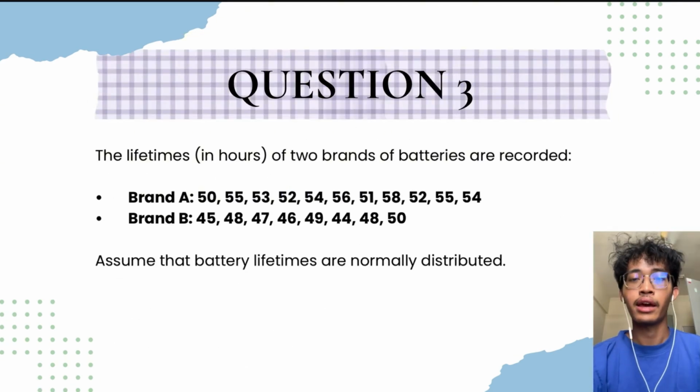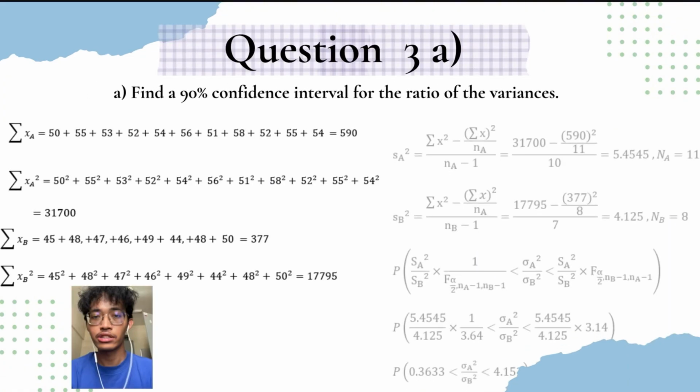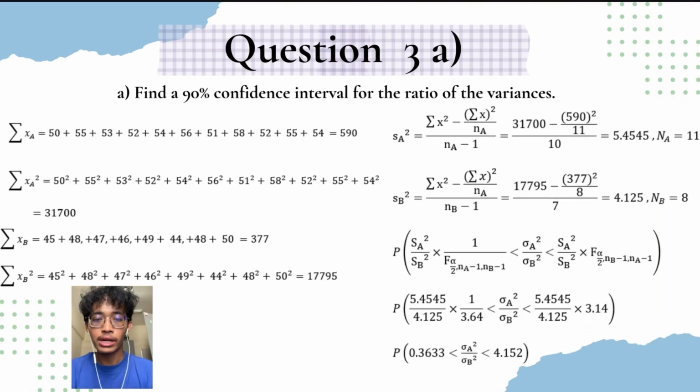And now, let's look at question 3. To do this, we calculate the sample components for both brands. For brand A, with a sample size of 11, the sum of X is 590 and the sum of X squared is 31,700. Plugging this into our variance formula, we find the sample variance S squared to be 5.4545. For brand B, with a sample size of 8, the sum of X is 377 and the sum of X squared is 17,795. This gives us a sample variance S squared of 4.125.